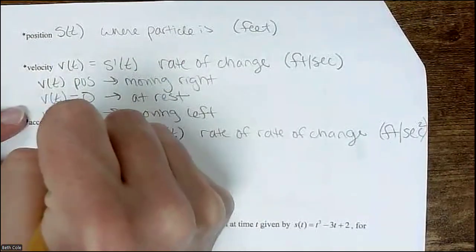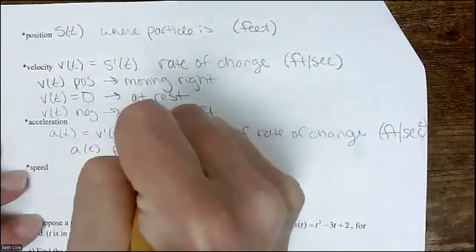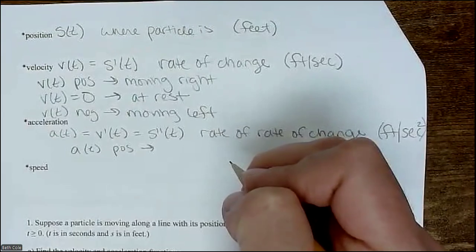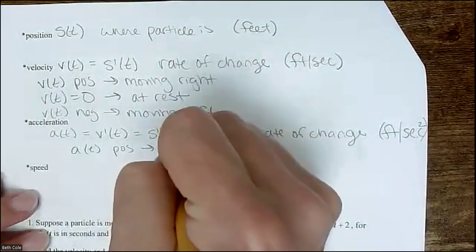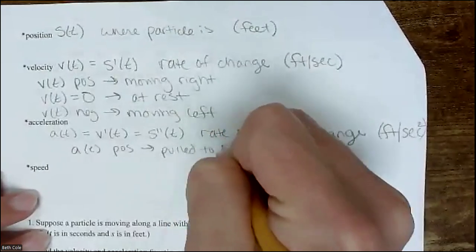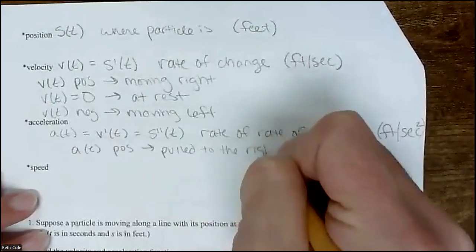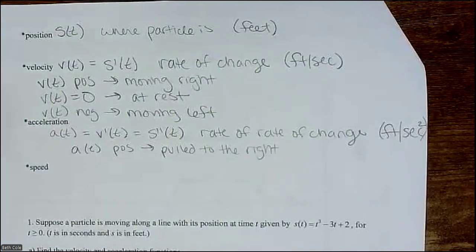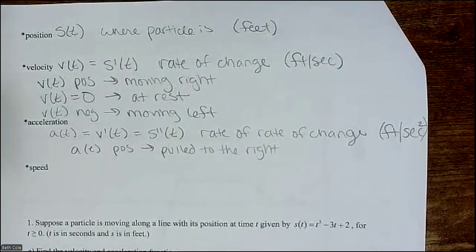So if your acceleration is positive, it does not mean that you're moving forward necessarily. It means you are being pulled, and I'm going to write to the right, but pulled forwards or pulled upwards. The pull is in the positive direction. Doesn't mean you're necessarily moving that way. It just means you're getting pulled that way.